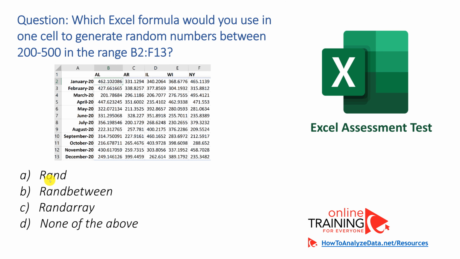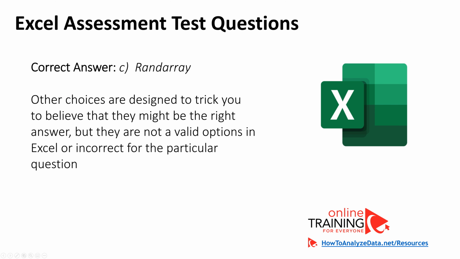You probably can consider other functions like RAND or RANDBETWEEN as valid choices to answer this question, if there wouldn't be a statement here to use in one cell. Because RANDARRAY really expands, you put it in one cell and then it expands into the other cells to populate all the required values. So the correct choice here is RANDARRAY, and all other choices are designed to trick you.